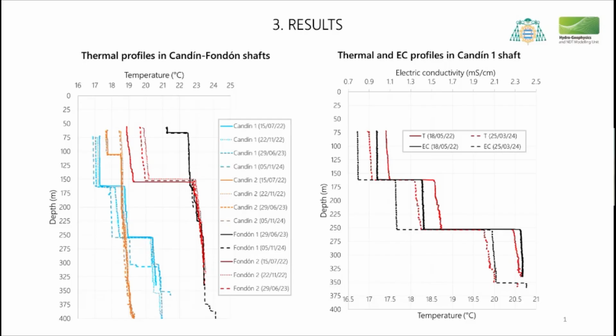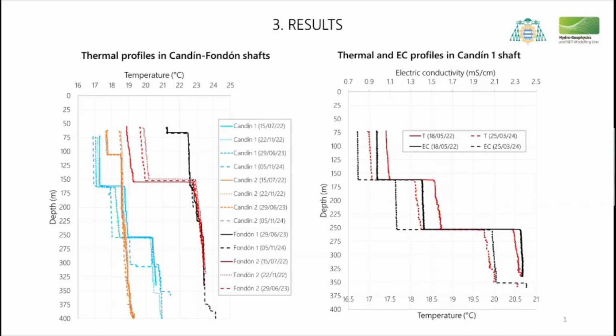For example, Fondón 1, which is the black line, shows the highest temperature from the surface, as it is directly affected by pumping, leading to enhanced mixing. In contrast, Fondón 2, located just a few meters away, shows a very different behavior. We can see the red lines. It's a different behavior near the surface, indicating that both shafts are relatively well isolated at shallow depths. However, below approximately 150 meters below surface, both profiles become very similar, pointing to a strong connection at that level.